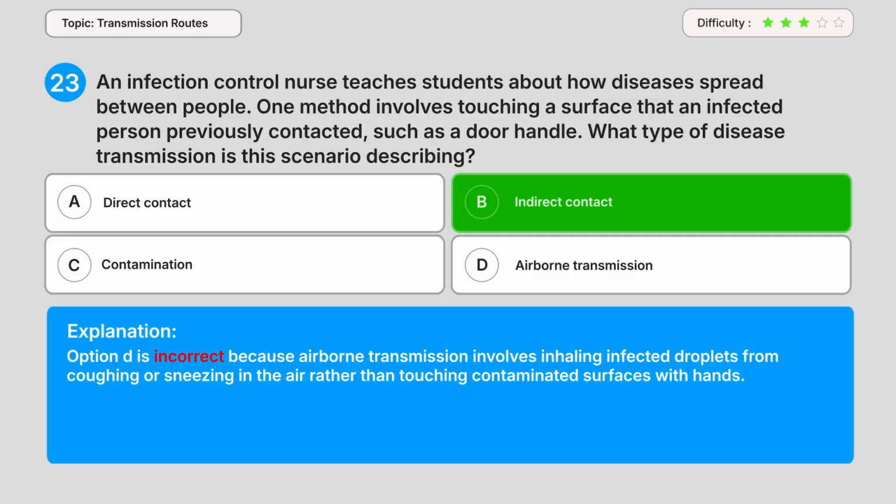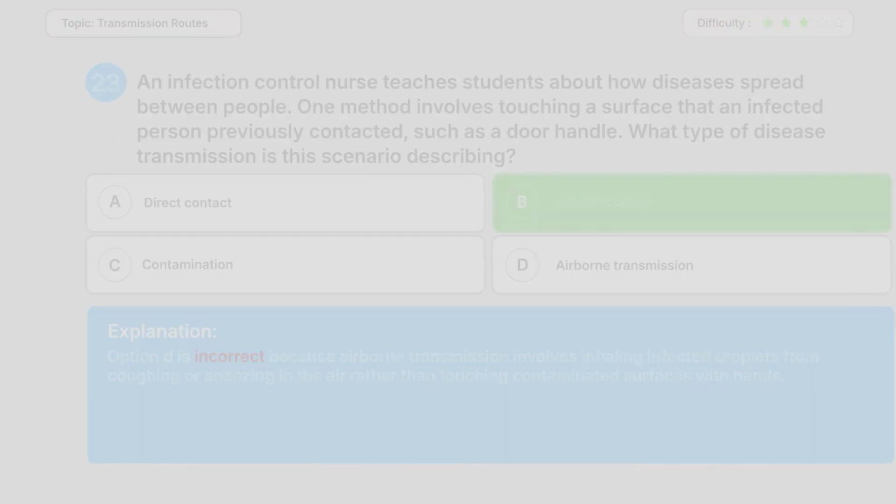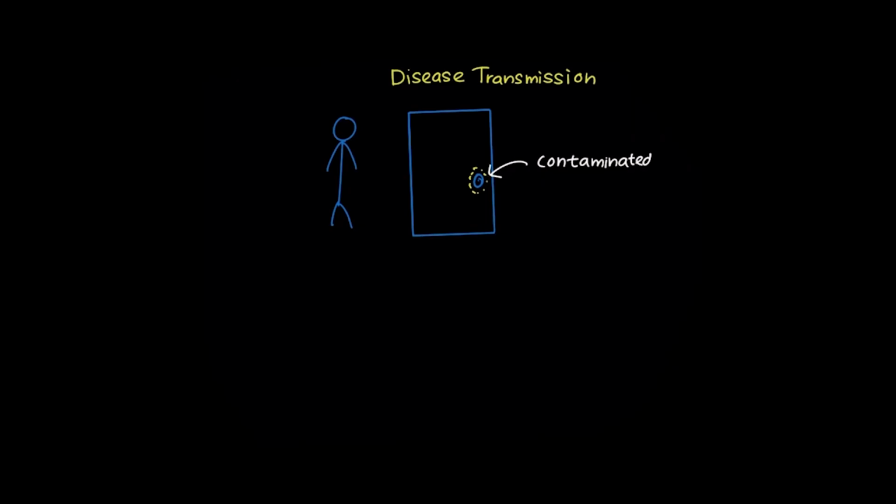Option D is incorrect because airborne transmission involves inhaling infected droplets from coughing or sneezing in the air rather than touching contaminated surfaces with hands. Here's a question about how disease is spread. Someone touches a door handle that an infected person touched earlier, and they get sick. That's indirect contact transmission. There are several ways infections travel between people.